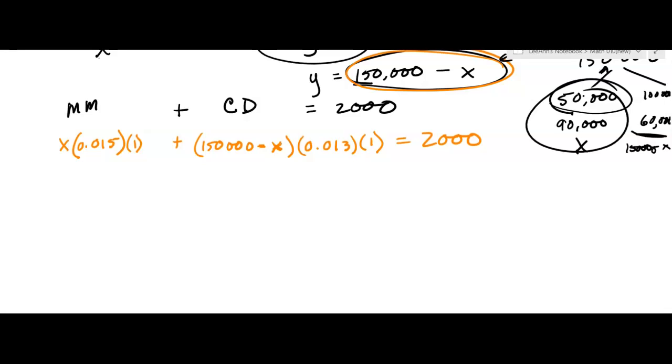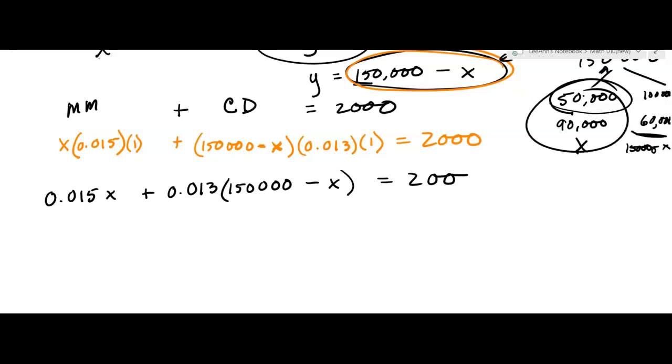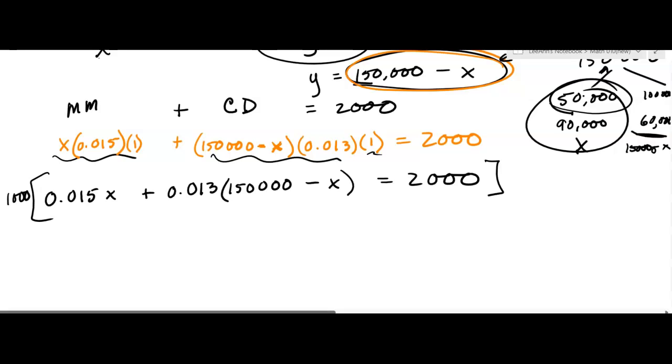Okay, so it's kind of messy here, but we're going to clean it up. I'm going to write 0.015x plus 0.013 times 150,000 minus X, and that equals 2,000. All I did was rearrange this. I don't need the 1. Same thing here, I rearranged, and I don't need the 1. I don't like the decimals, so I'm going to get rid of them. I'm going to multiply both sides by 1,000, 3 zeros, to get it to go 3 decimal places. That's just going to take care of my decimal.